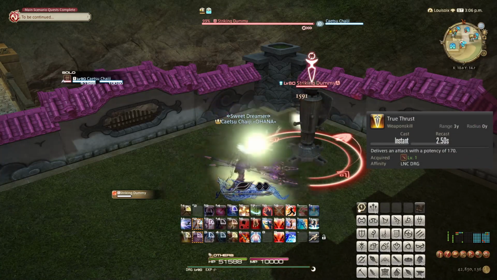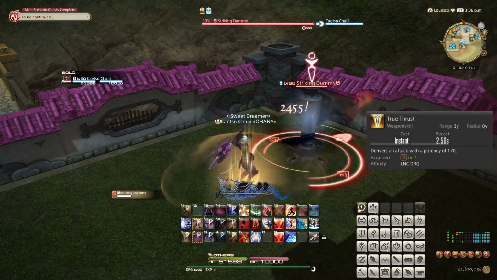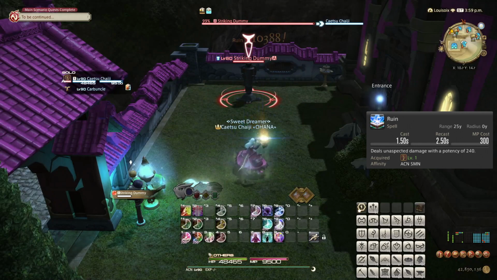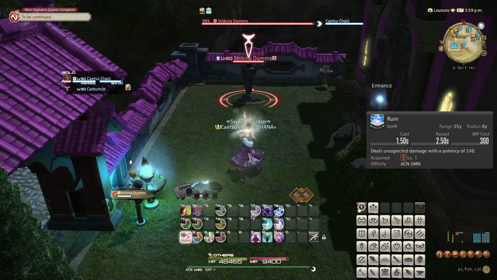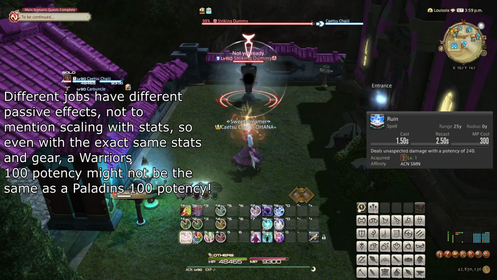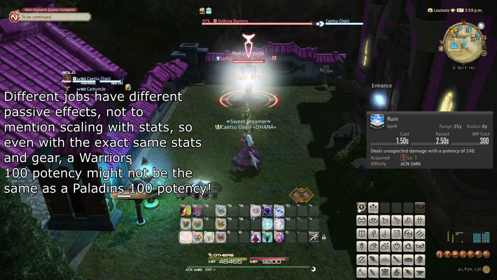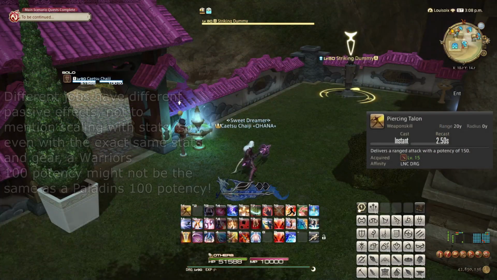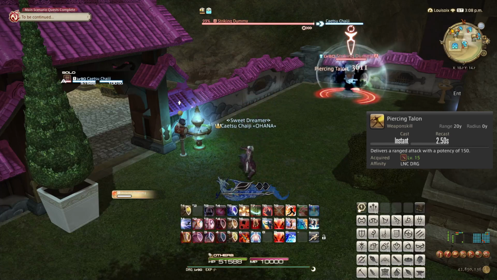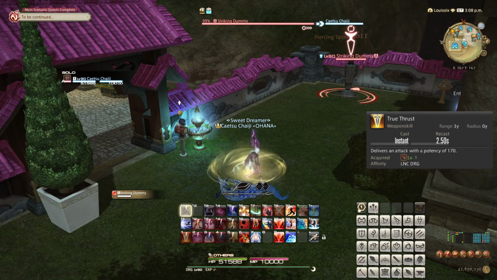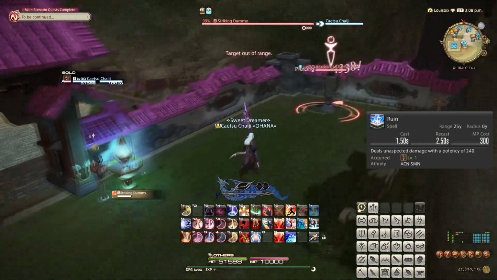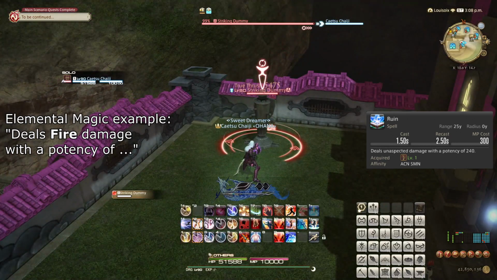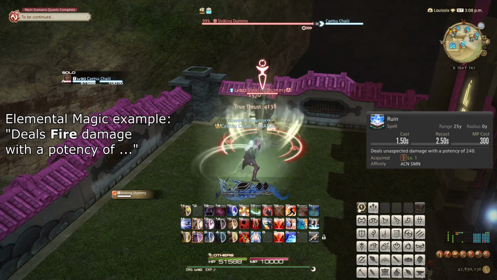True Thrust simply does an attack of 170 potencies worth of damage, and Ruin does 240 potency. Potencies are values used to compare attacks between each other, but not across jobs. 100 potency on a white mage is not necessarily going to mean the same thing as 100 potency on a samurai. This means that you can tell that the Lancer's Piercing Talon attack does less damage than True Thrust simply by comparing their potencies. Additionally, you can tell that Ruin does magic damage instead of physical damage because it explicitly states the kind of aspect of damage it does, even though it is unaspected, meaning non-elemental damage.